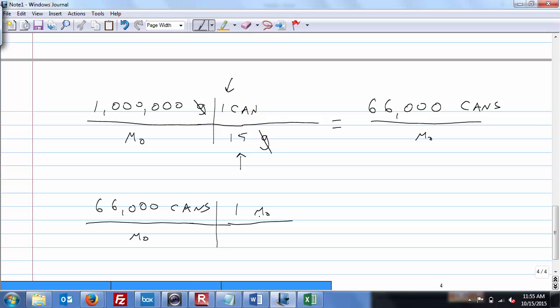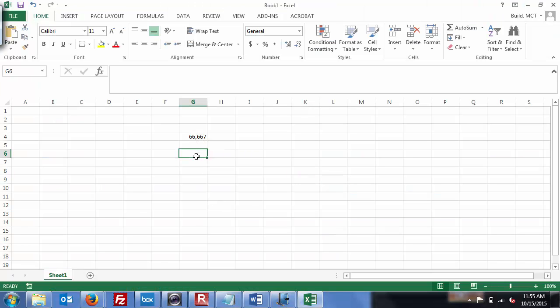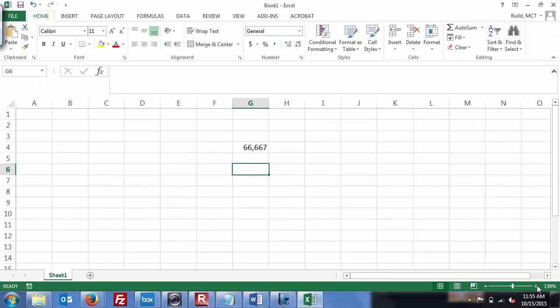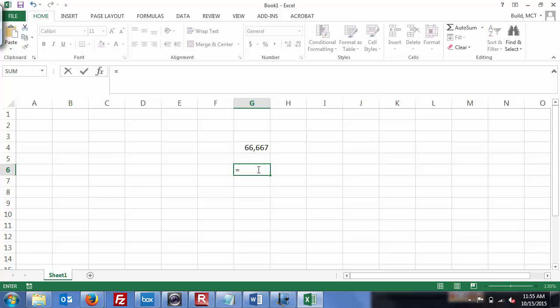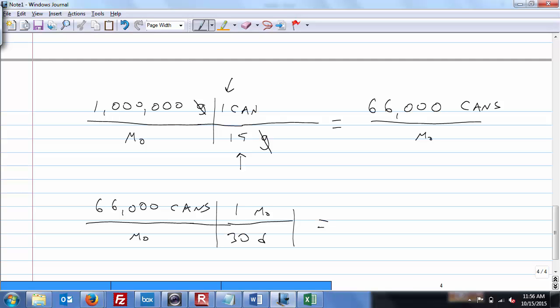1 month, 30 days equals, make this bigger, equals that divided by 30. 2,000, 2,200. 2,200 cans per day. Right, so months are gone.